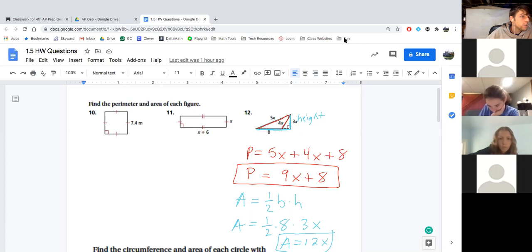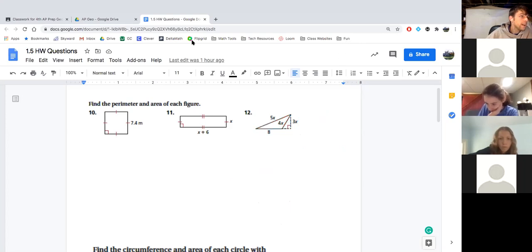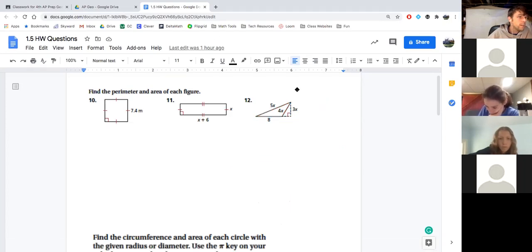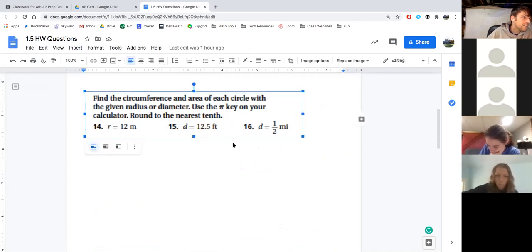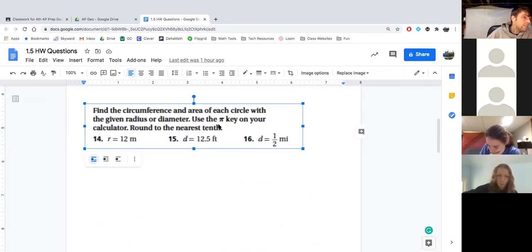I'm going to go ahead and clear this in the interest of moving forward. Circles are a big thing that we'll do periodically throughout the year in different units. It says to use the pi key, so whatever your calculator uses. I'll pull up a calculator here and do it just out of curiosity what it's going to do.